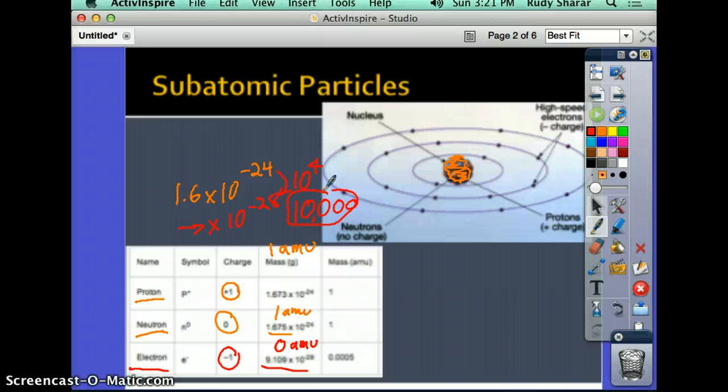So therefore, since it's so light compared to a proton or a neutron, that's why we say the mass of an electron is 0. It's not actually that it weighs nothing. It does weigh something. It has some mass, which we're going to talk about in a little bit. But when we compare it to the mass of a proton or neutron, it's so small that we can say it's relatively 0. Okay? That's why you can see these values here. The mass in AMU, 1, 1, and about 0. Just good background information to know. This is more of the priority, just remembering these.